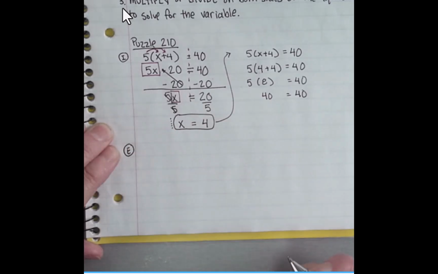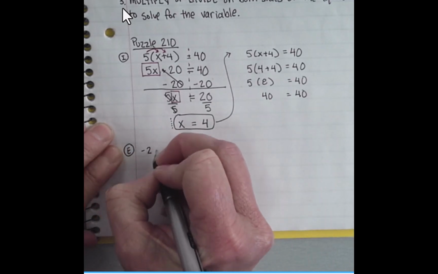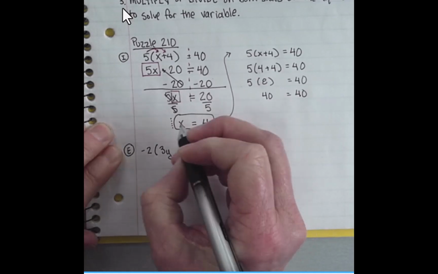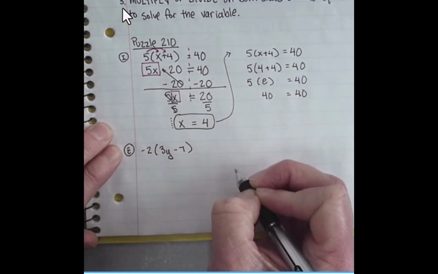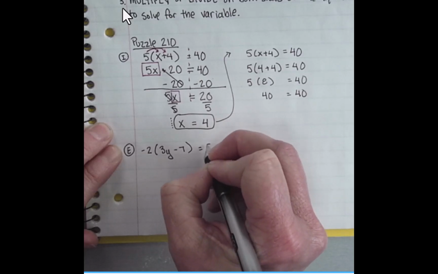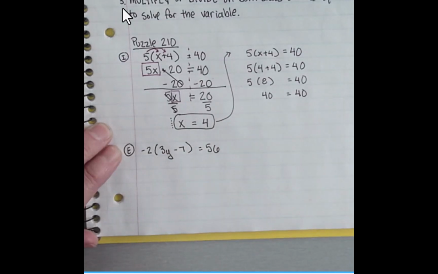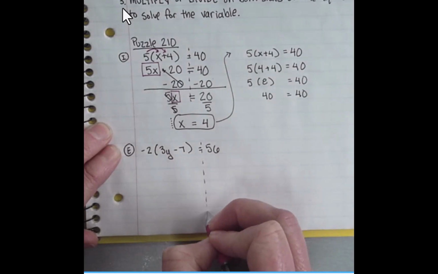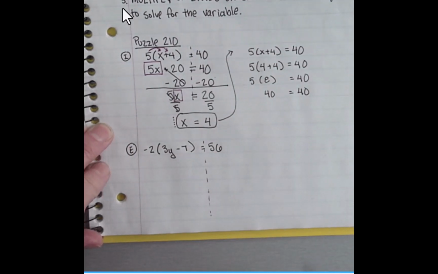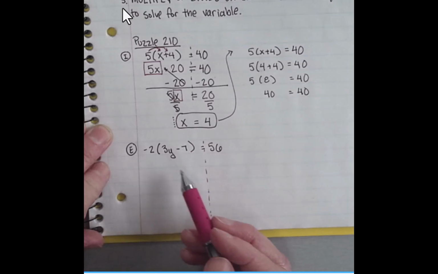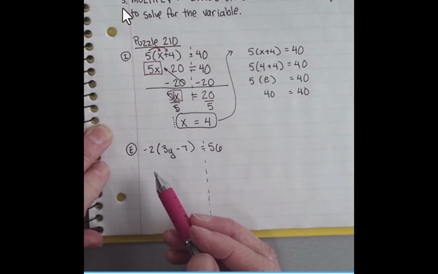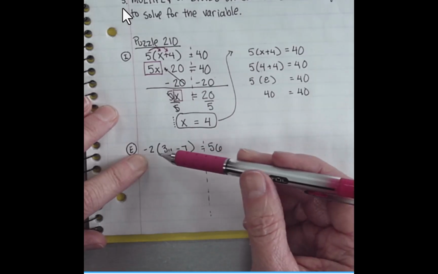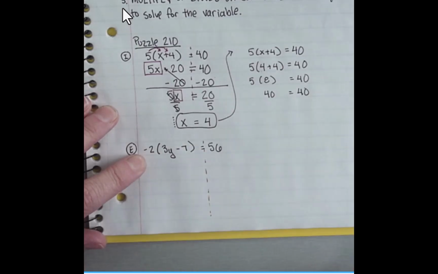This is problem E. Negative 2 times, in parentheses, we have 3y minus 7 equals 56. Again, I'm going to write a little line so I can see the left side from the right side. And clearly this left side, we're going to see if we can simplify it a little bit. First step in looking for simplifying opportunities is to see if we can eliminate the parentheses.